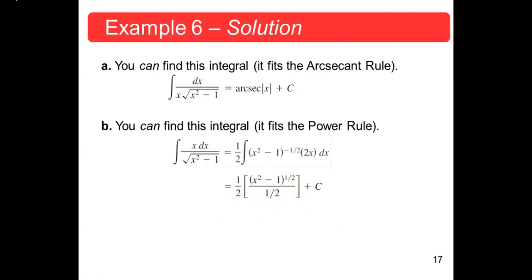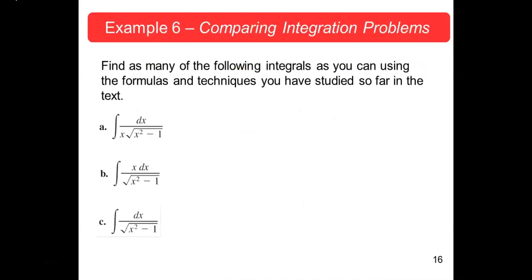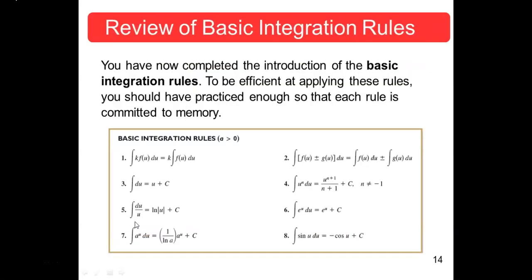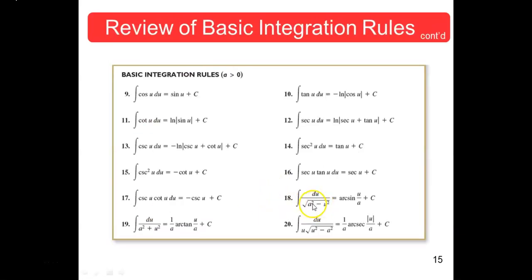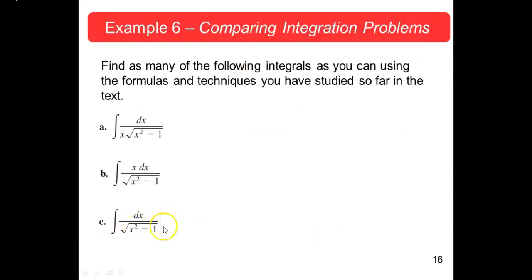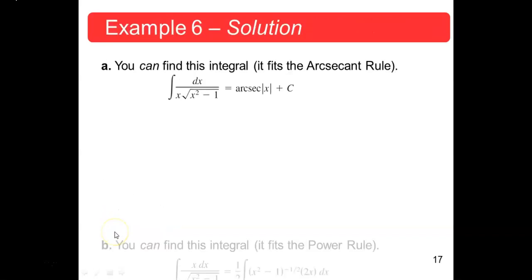And then if we look at C, we actually do not have a formula for this one. Keep in mind, when we were looking at arc sine, the integral for arc sine had a squared minus u squared. So the fact that this has x squared minus 1, the labels are flipped in a sense, we actually do not have a formula for this one yet.